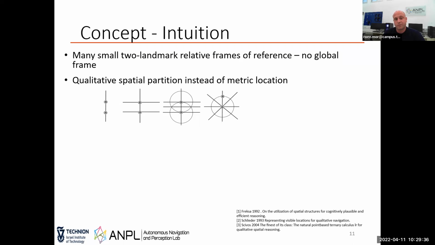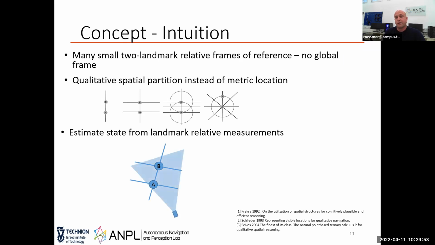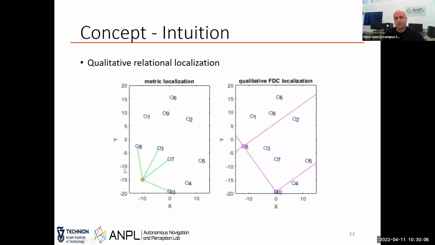So there are many types of partitions. For example, the left-right, the double cross we saw before, and there are many other partitions. It doesn't really matter. We can choose any one according to the application. So for example, if we have a camera that sees these two landmarks, we can infer that the camera is in this qualitative state. And if the camera moves, it moves to a different qualitative state, and so on.